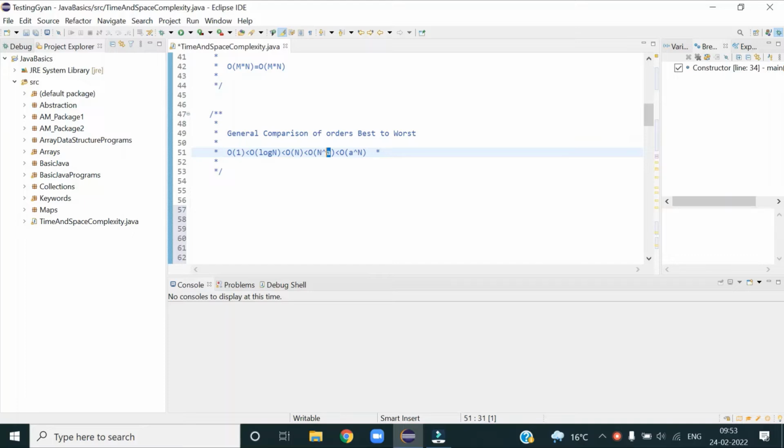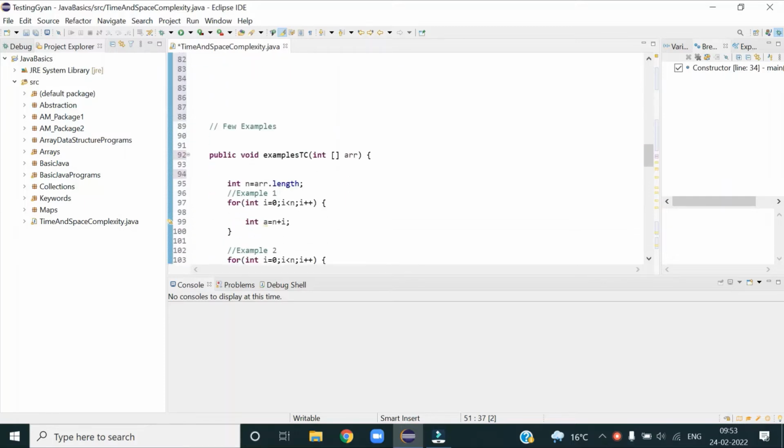And then at the end we'll say big O of a raised to power n. That is, our power is a variable here. So this is our fifth time complexity. This is our exponential time complexity. So if we see, this is the order from best to worst time complexity of an algorithm.